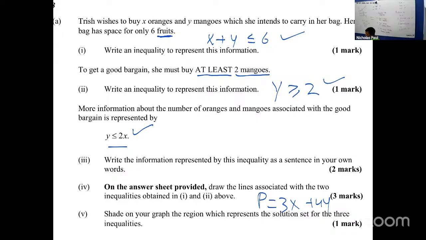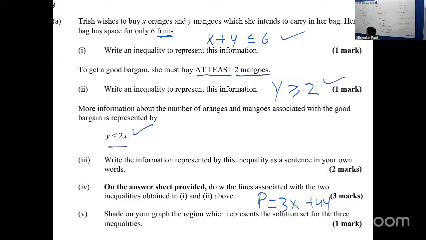One mango is more than. Why would you say Y is what? Mangoes, right? So mangoes is no more than twice the number of oranges. Instead of 2, put twice. So write that down for part 3. The number of mangoes is no more than twice the number of oranges.